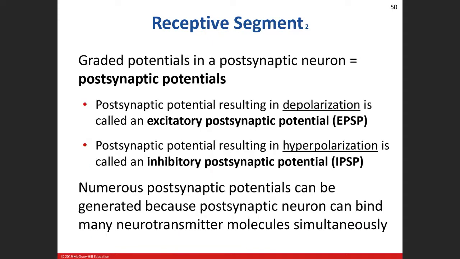here we go. Let's get into the receptive segment here. So staying on the receptive segment, we're going to talk about the graded potentials. I'm just going to use the whiteboard. So here's my horrible drawing for the one neuron. We're going to deal with two neurons here.